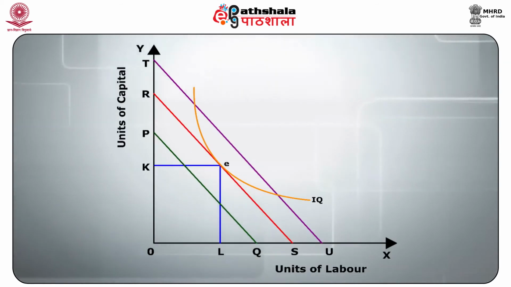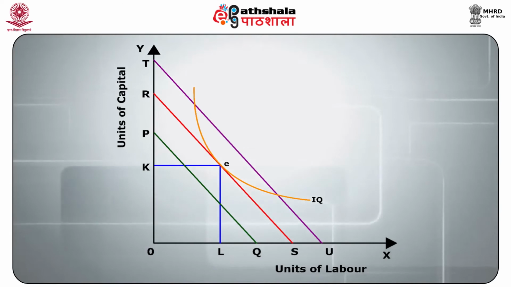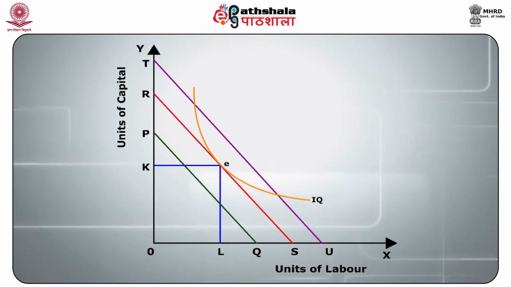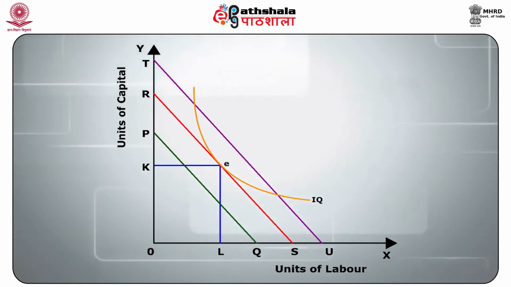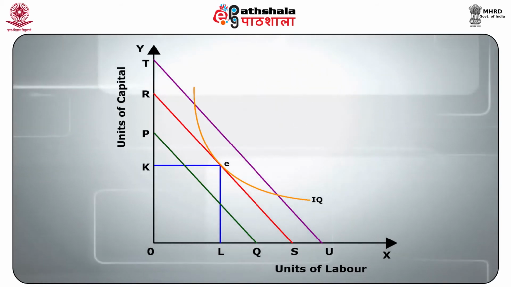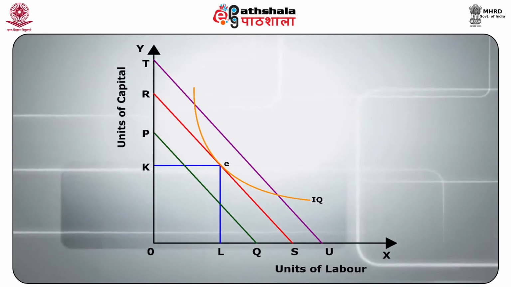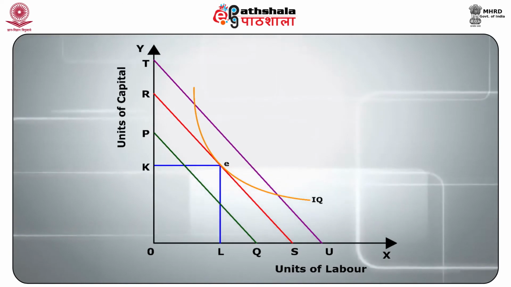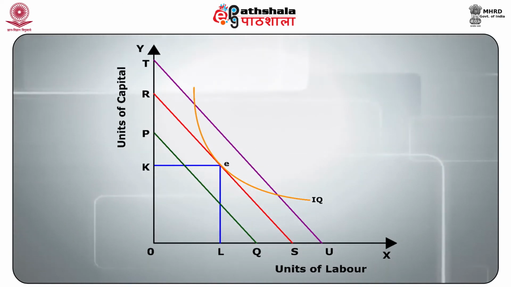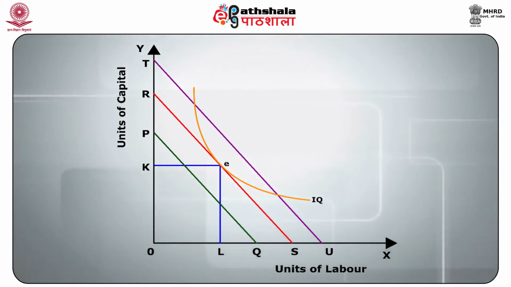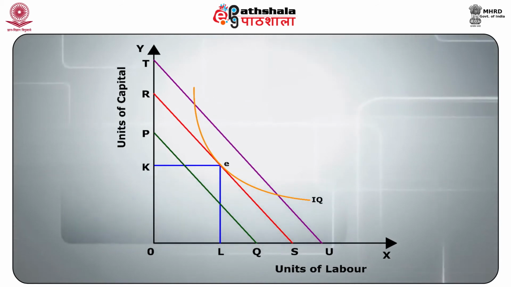In the figure, producer equilibrium is at point E where isoquant IQ touches the isocost line RS. Therefore, he will employ OL units of labor and OK units of capital to minimize the total cost. A point above E is not desirable as it implies higher total cost. A point below E is not feasible though desirable, as the given output cannot be produced with these combinations. Thus, point E is the least cost combination point. At the point of equilibrium E, the slope of the isoquant and the slope of the isocost line are equal.